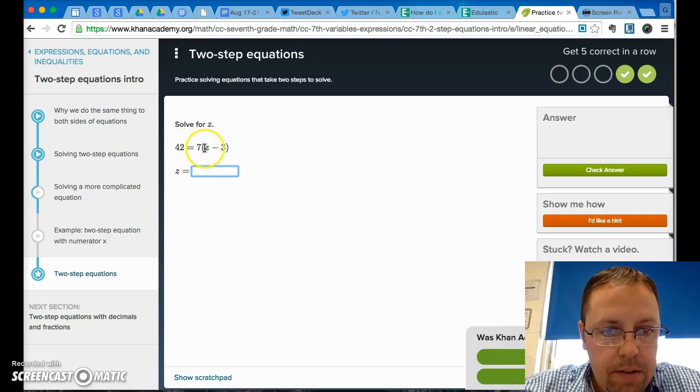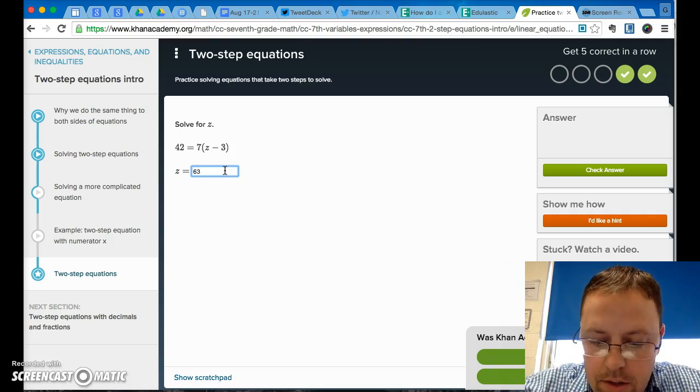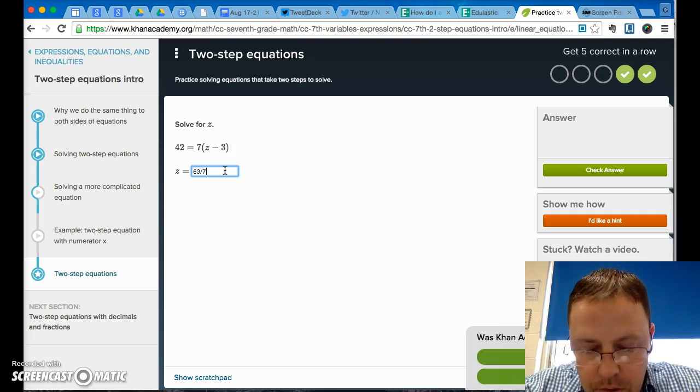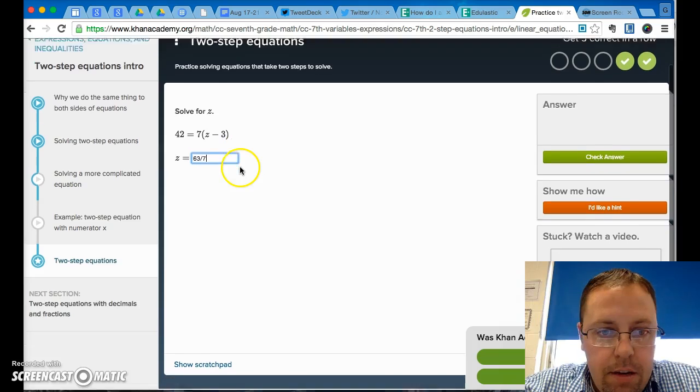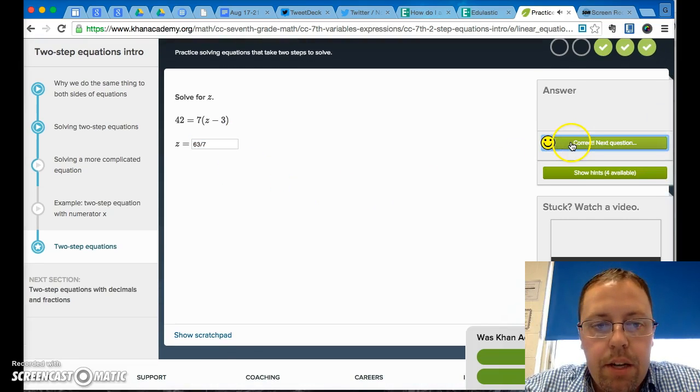If you multiply the 7 and distribute that term to the z and the -3, what do we have? 7z minus 21. If you add the 21 to both sides, you've got, what you got over there on the other side, 63. And if you divide by 7, you've got 63 divided by 7. Certainly I would not offer any instruction like that. I was just doing that in the interest of time. Correct. Go to the next question.